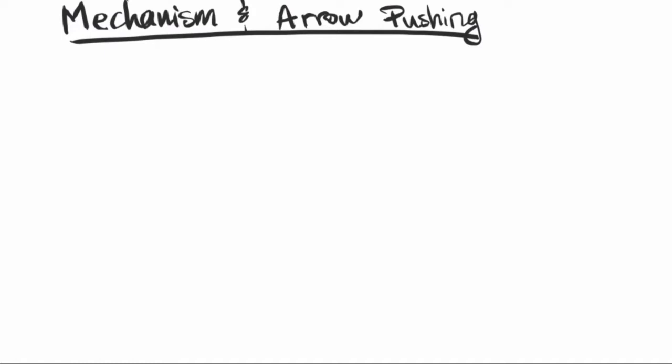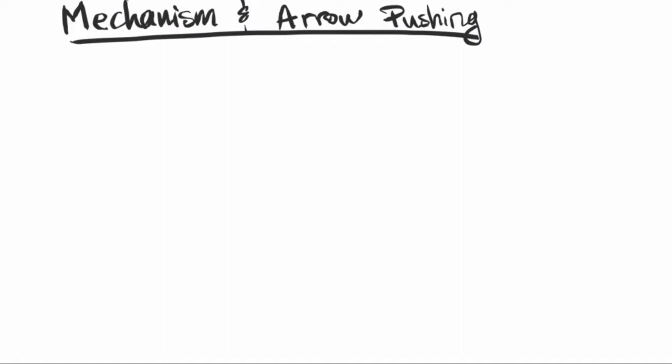And in the previous videos, we've already laid the foundation for some fundamentals of arrow pushing. And in this section, we will apply that in the context of mechanism. So when you're drawing a mechanism, you're showing how a molecule changes as it reacts to another molecule.